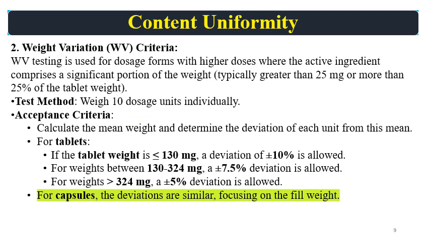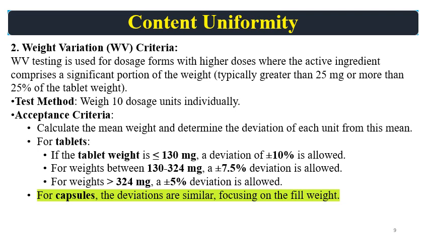Now coming to weight variation testing. Weight variation is used for formulations containing higher doses or high API percentage, typically 25 mg or more, or greater than 25% of the tablet weight or capsule fill weight. Test method: weigh 10 dosage units individually. Calculate the mean weight and determine the deviation of each unit from this mean.